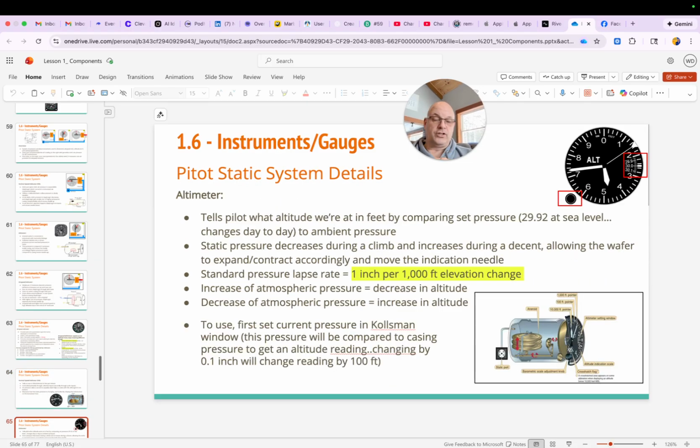And then the altimeter, as the last piece, tells the pilot what altitude we are at in feet by comparing the set pressure in the Kollsman window, whatever we set for that particular day.